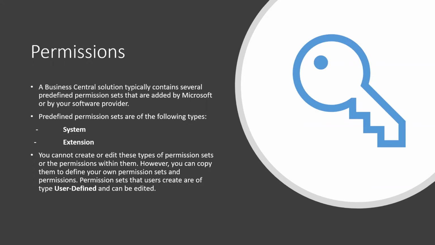A Business Central solution typically contains several predefined permissions. We have them, they are already configured. You can just say, oh, here is a permission to use the chart of accounts. Okay, let's add it to the account tab. So it's like using blocks, okay? I'm going to show you that. But first, we have predefined permission sets that are of the following types.